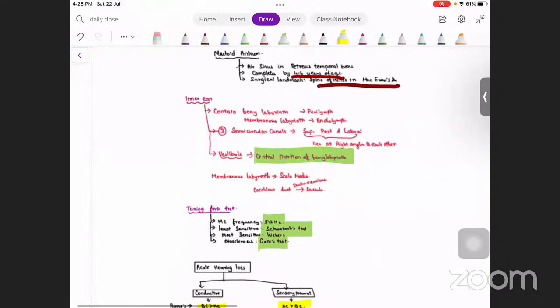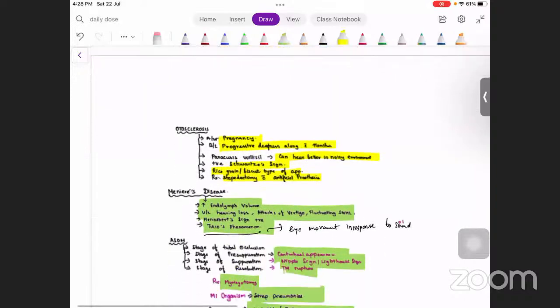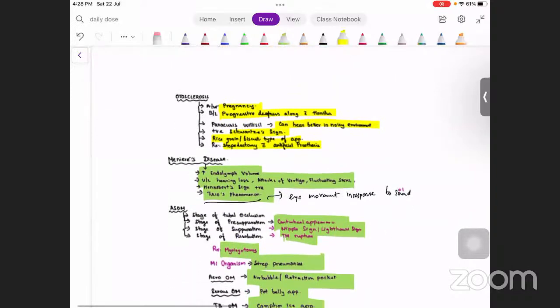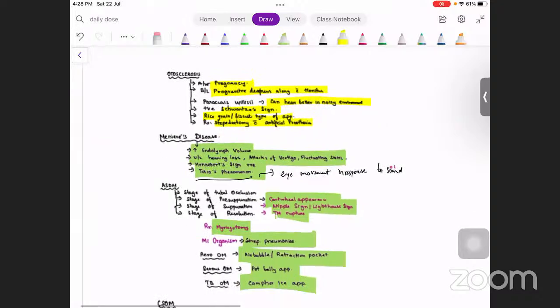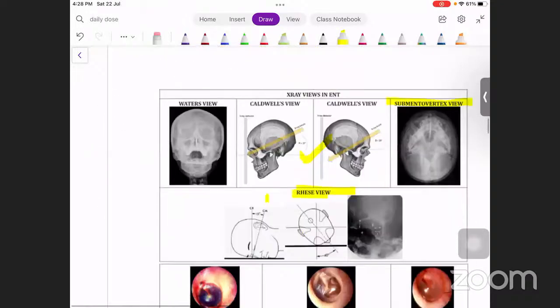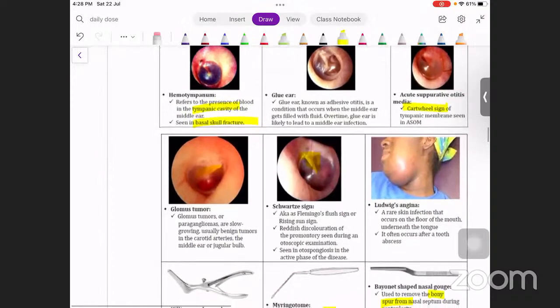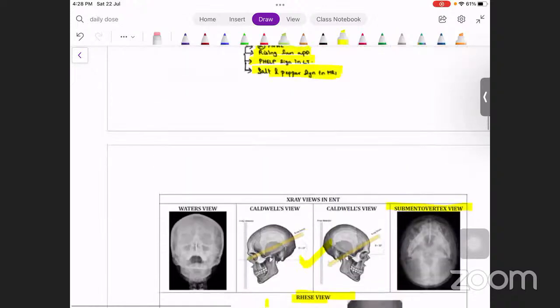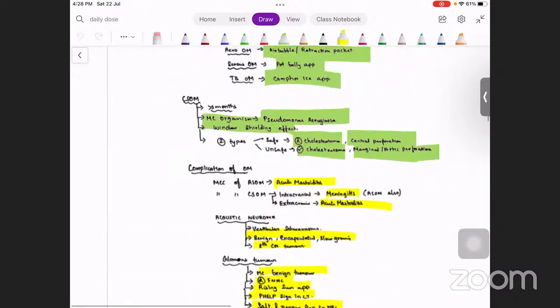Most common site for cholesteatoma is Prusak space. While you have a Henneberg sinus seen in Meniere's disease, Schwartze sign seen in otosclerosis. So here it is otospongiosis, Schwartze sign. And apart from that, you have a cartwheel appearance, you may see it in the acute suppurative otitis media.